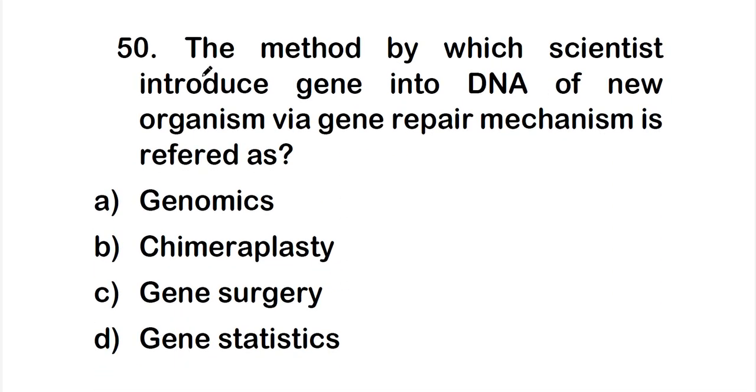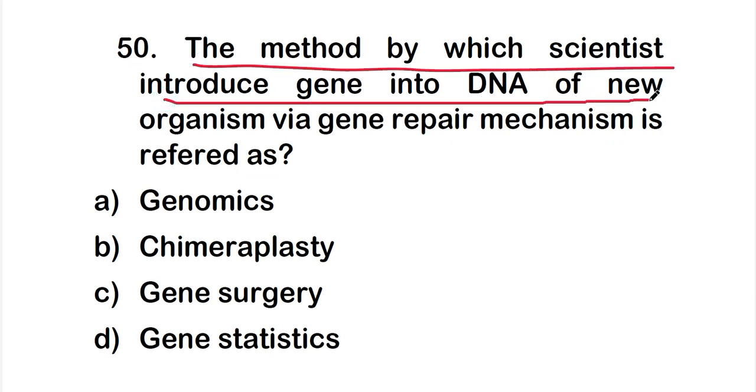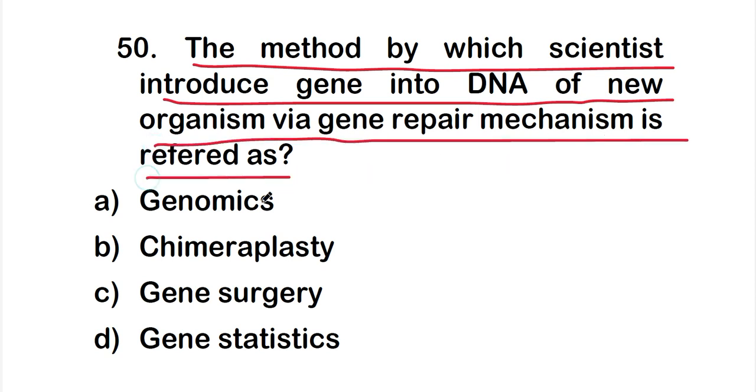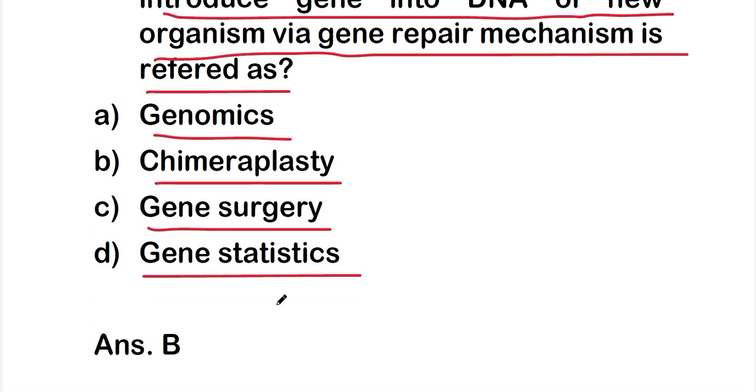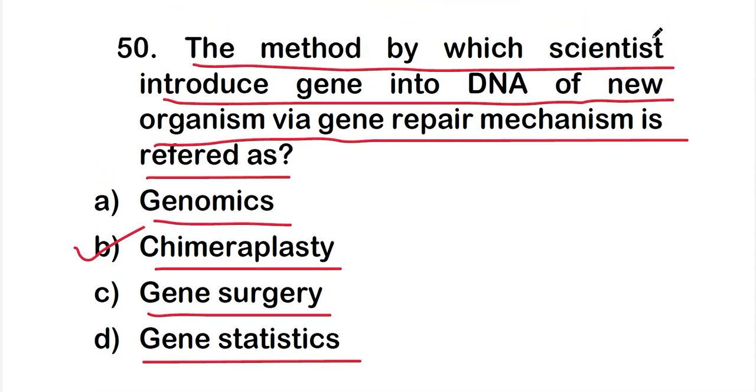Okay, so let's move on to the question number 50. So question number 50 is, the method by which scientists introduce gene into DNA of new organism via gene repair mechanism is referred as option A genomics, option B chimeroplasty, or option C gene surgery, or option D gene statistics. And the right one is option B, that is chimeroplasty. So the method by which scientists introduce gene into DNA of new organism via gene repair mechanism is referred as chimeroplasty.